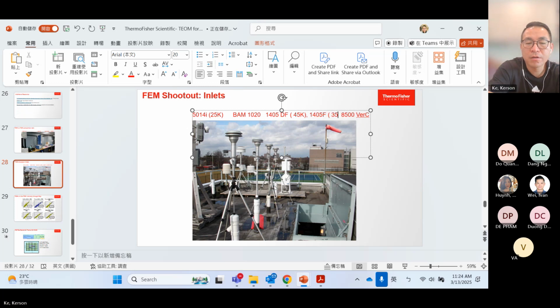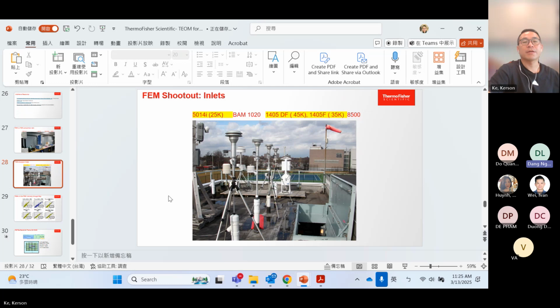This 35,000. Slight difference. But the price is roughly there. I need to check in detail, but roughly there. Yes. Okay. Thank you, Jason. No problem.